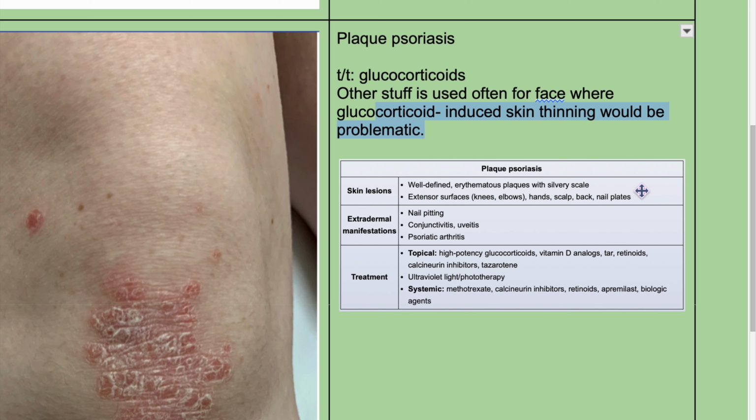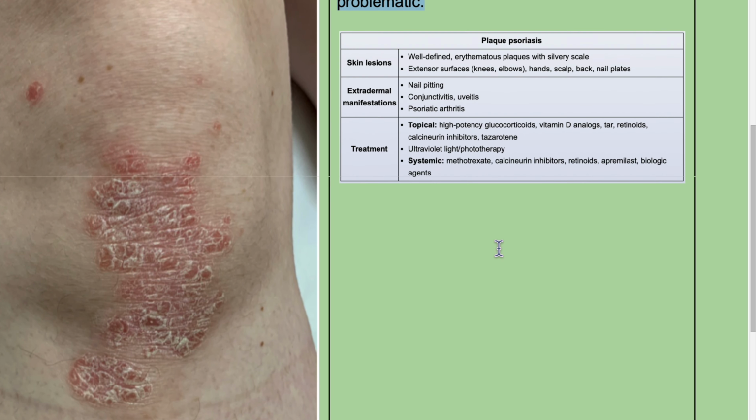The vignette is about a guy who is a carpenter or handyman working on his knees, who comes in contact with chemicals and comes in itching his knees or under his elbows. It's usually psoriasis. Extradermal manifestations: nail pitting, conjunctivitis, uveitis, psoriatic arthritis.